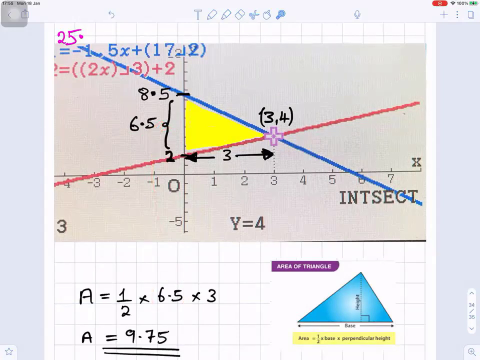And now the height of that triangle goes from the y-axis up to that point there, that straight red line there, and that is 3. Height of the triangle is 3. So that height there is 3. So the area of the triangle, half times 6.5 times 3, gives you 9.75.